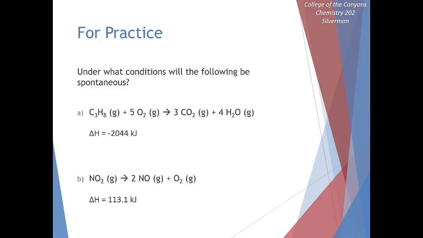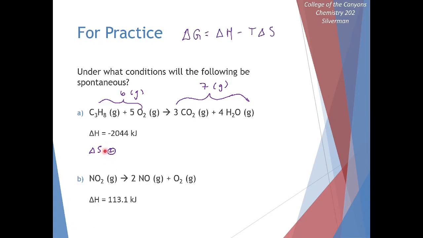Let's do a couple of qualitative examples. For this first reaction, we know that our delta H is negative. We have an exothermic process. What can we find about the delta S for this reaction? Well, looking at the balanced reaction, we have 6 moles of gas turning into 7 moles of gas. It seems like we're increasing the amount of gas, which means we should be increasing the amount of entropy. In our equation, we get a negative delta H minus a positive delta S. Delta G has to be negative, which means this reaction is always spontaneous.